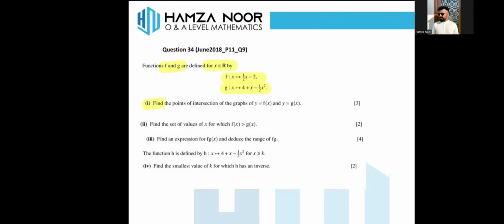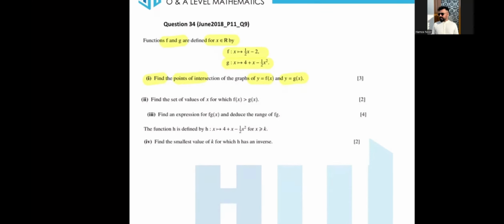The requirement of part 1 is to find the points of intersection of the graphs of y equals f(x) and y equals g(x). This part is worth 3 marks. We need to find the complete coordinates of the points of intersection, meaning the coordinates in the form of x comma y. All right.